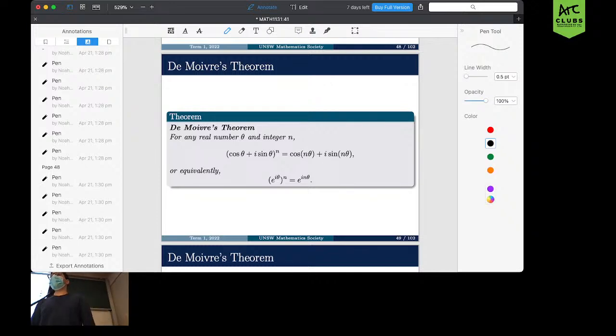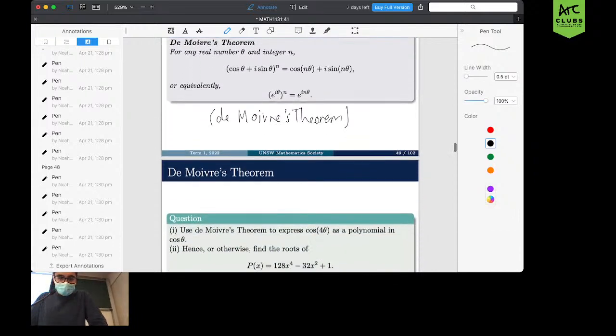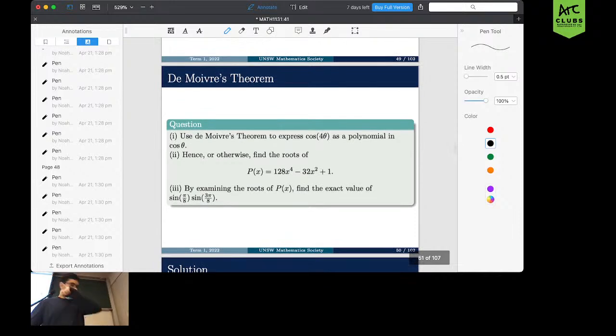But just remember, whenever you use this definition, it's always important to write de Moivre's theorem next to the line that you're using it for. Because otherwise it won't be clear for the marker that you used de Moivre's theorem. Cool, let's move on to a worked example.